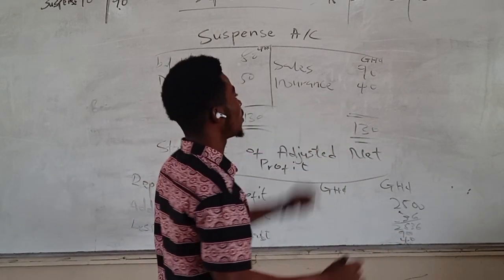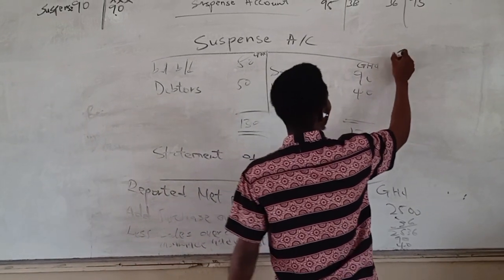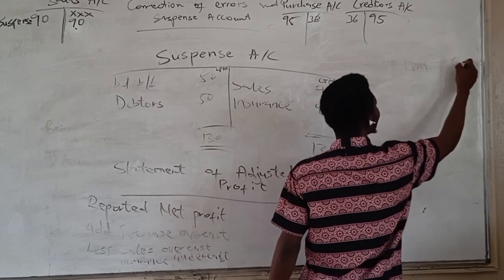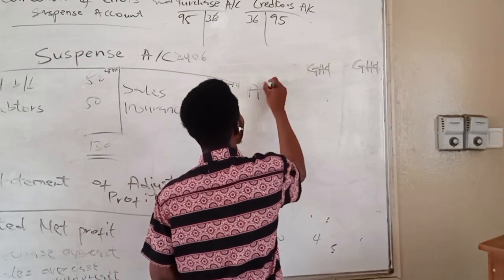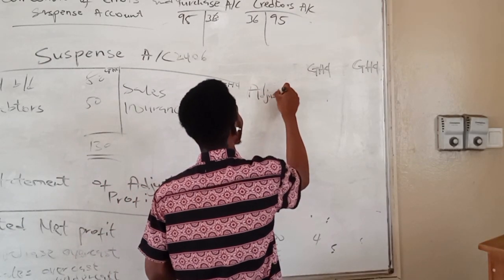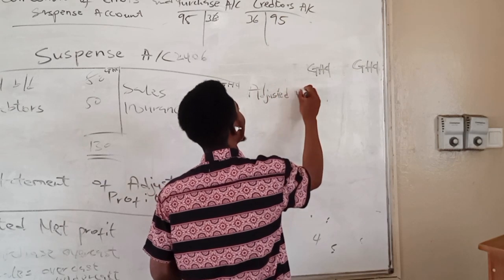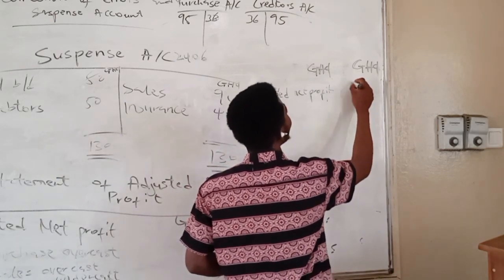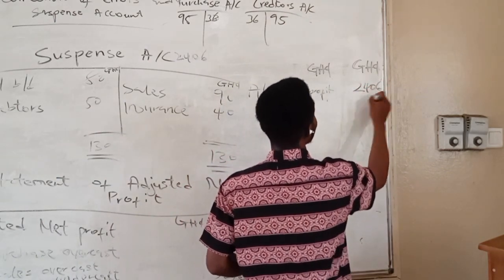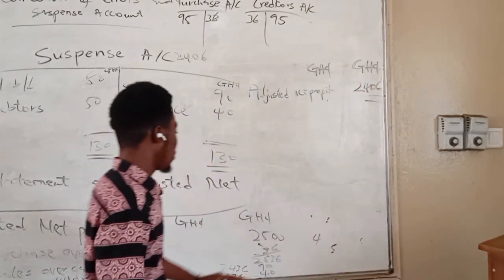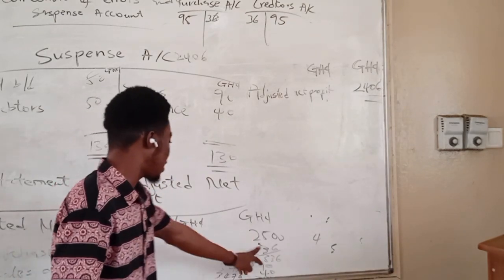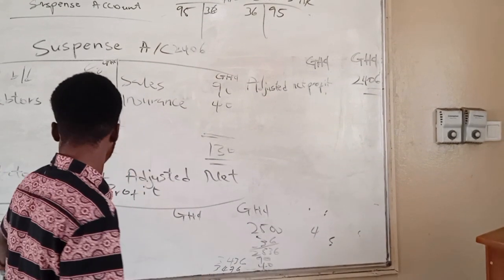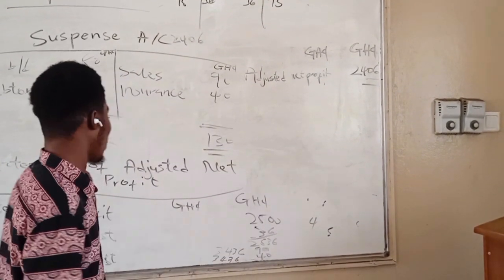Okay, let's continue. So we have our adjusted net profit. So it's what? 2,406. We are done. Because 2,500 plus 36 is giving 2,536. So you less your sales overcast and the insurance undercast.